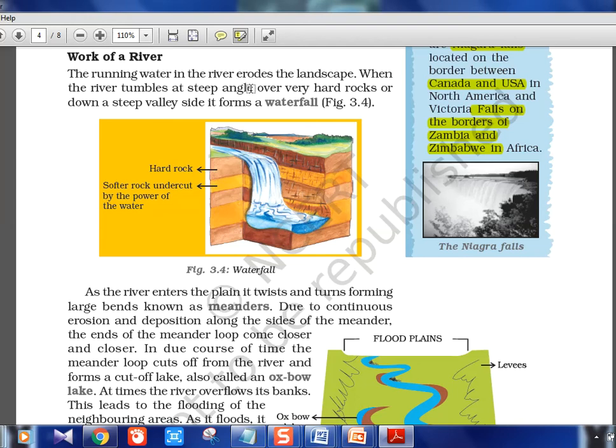The running water in the river erodes the landscape. When the river tumbles at a steep angle over very hard rocks or down a steep valley side, it forms a waterfall. Okay, just telling this process of water falling, that's all. Hard rock, softer rock, undercut. So at the top it is hard rock, and where it is flowing like this, it will be soft rock.